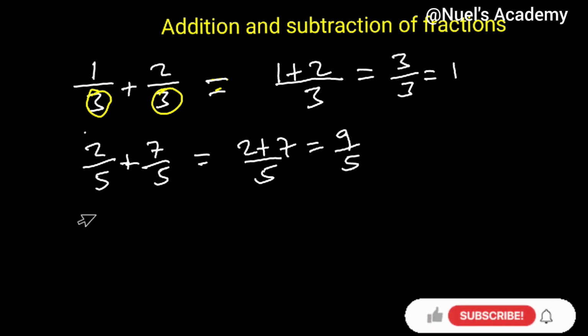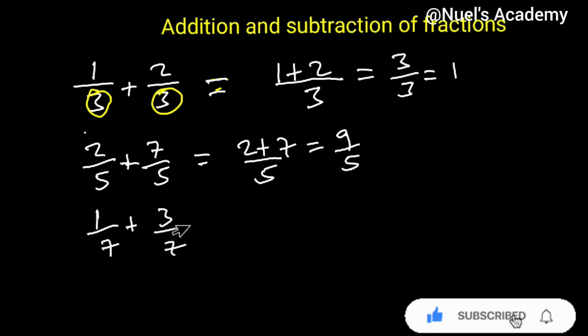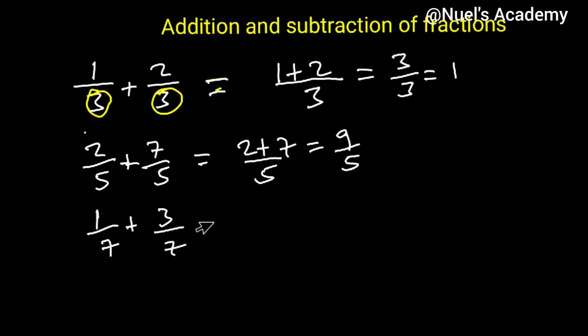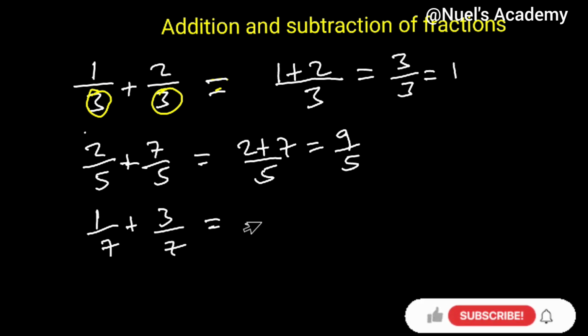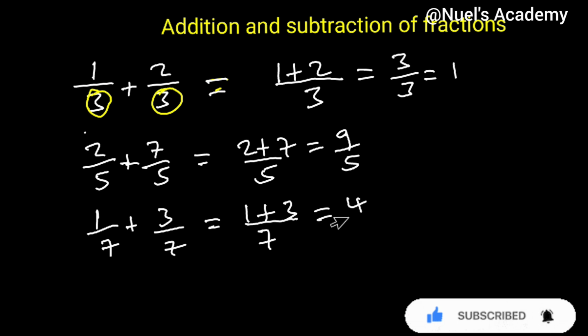So let's assume you are given 1 over 7 plus 3 over 7. I want you to pause this video and try this question out. 1 over 7 plus 3 over 7. What do you think is going to be the answer? So as usual, we are going to pick one of the denominators because they are equal. Then we are going to add the numerators, which is going to be 1 plus 3, which will give us 4 over 7. And then this is our final answer.